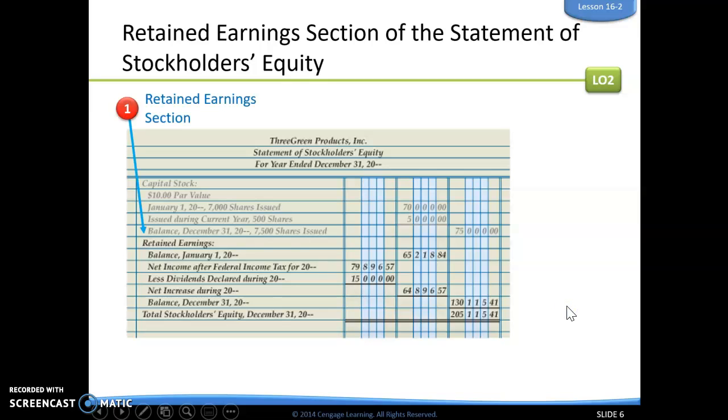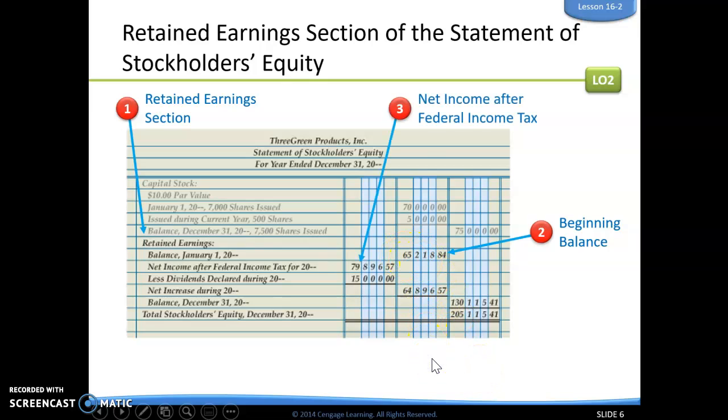Next section is going to be our retained earnings section. So again, we're going to start with our label, and then we're going to go to our beginning balance. So balance on January 1st, and here is our number. Then we're going to look at our net income after federal income tax. We're going to subtract from that our dividends. So we label that as less dividends declared during the year. So here we have 15,000.